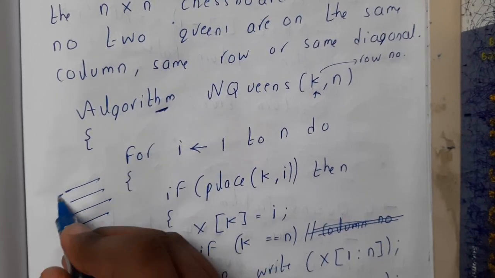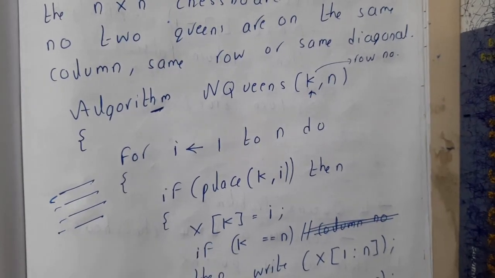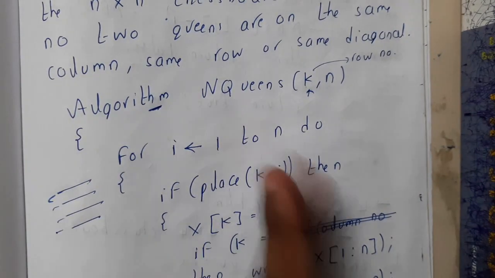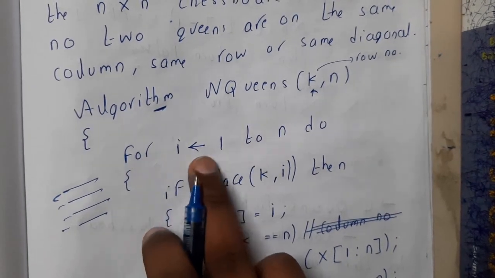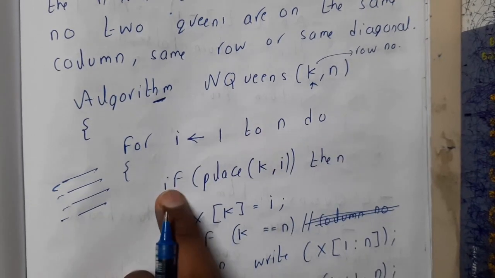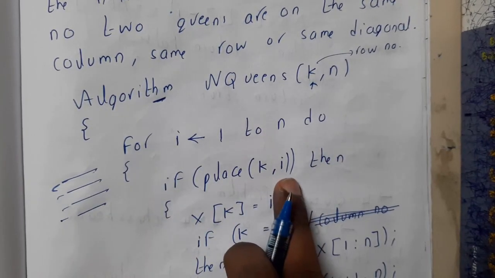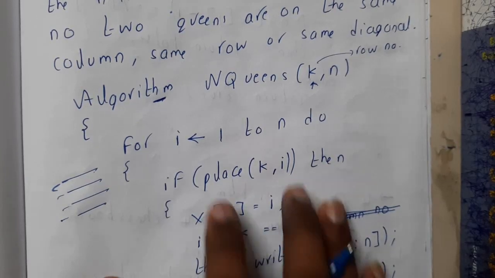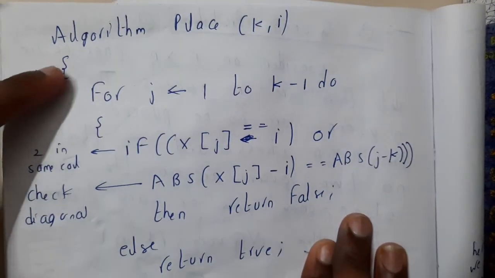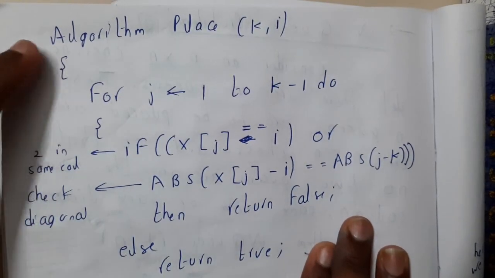So in each layer you need to keep 1 queen indirectly, or in each column you need to keep at least 1 queen indirectly, right? Yes, so that is the reason why you will be considering from 1 to n. If place of k comma I, so if some particular place is possible, so place is nothing but that is one more function.